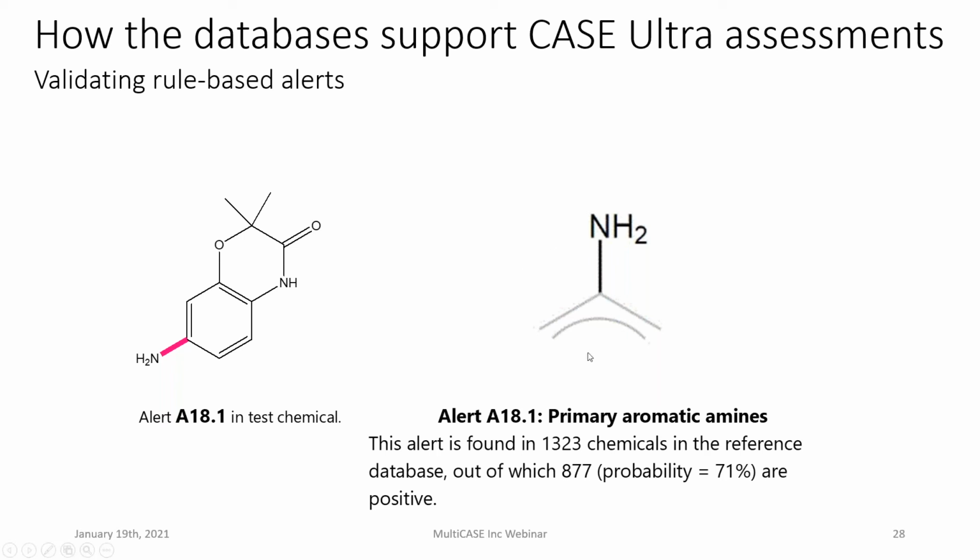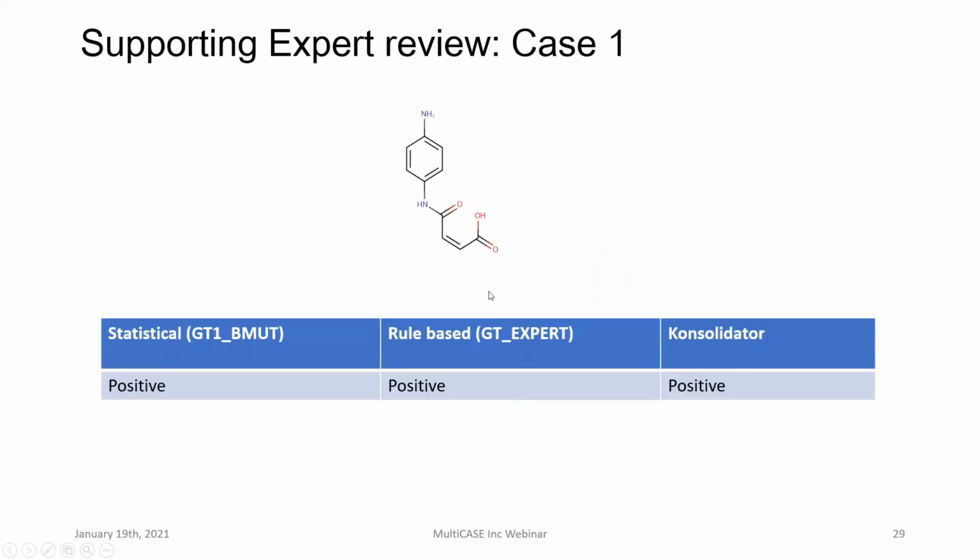So this is aromatic amine, and that's the statistic which we could not obtain without having underlying data. And that will affect the performance of this alert. In this particular case, 71% of chemicals containing this alert are bacterial mutagens. So that would be the validation result for this alert. A few case studies.